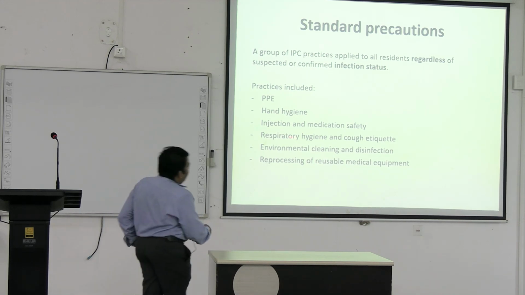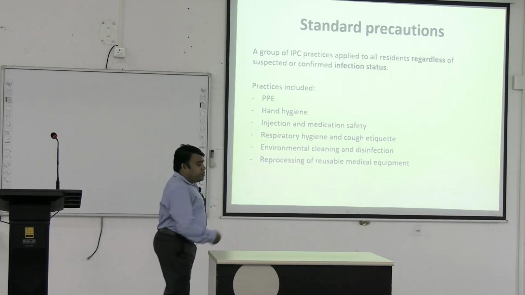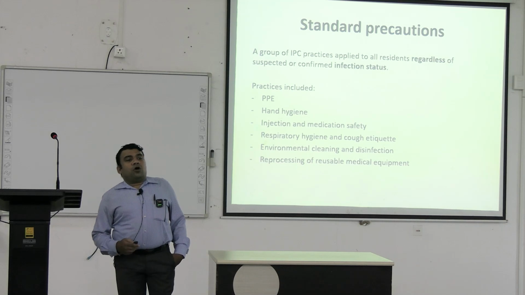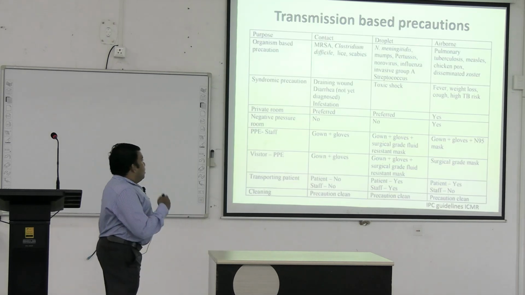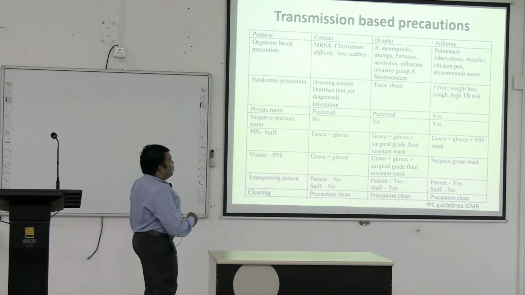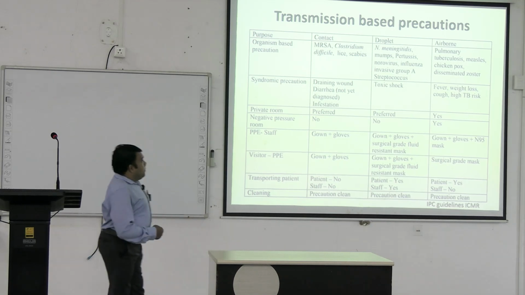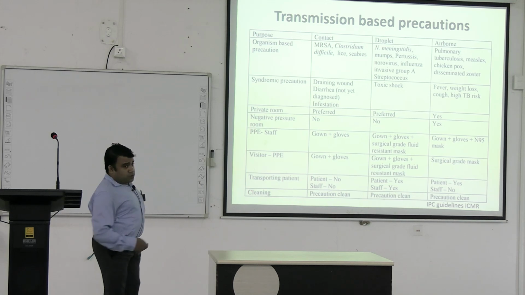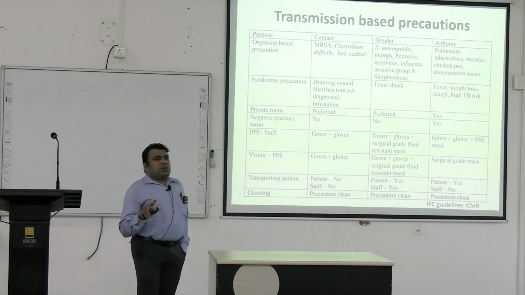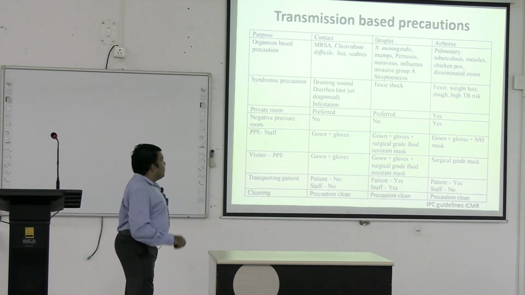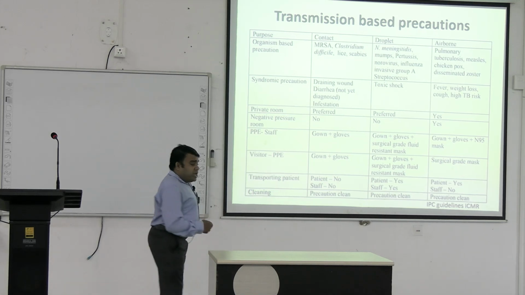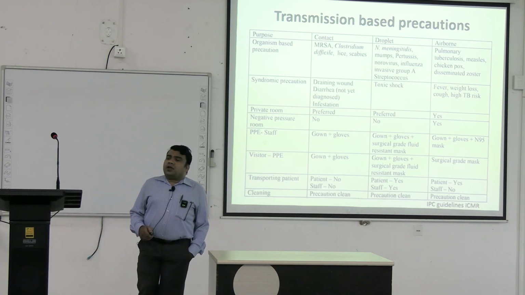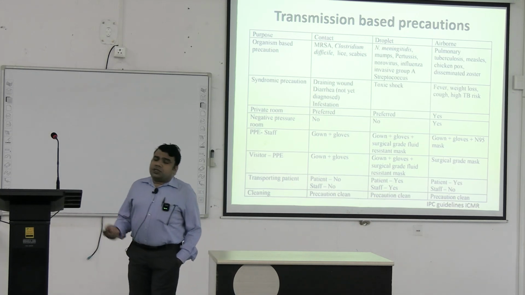Now, if we look at the last two parts, environmental cleaning and reprocessing of medical equipment, this is to reduce the source of organisms. Now, another is transmission-based precaution, which can be taken based upon organism, syndrome, or location. You don't need to mug up all these things. Try to understand. First is organism-based. I have already given an example of MRSA. Okay. So how can we proceed with these precautionary measures?